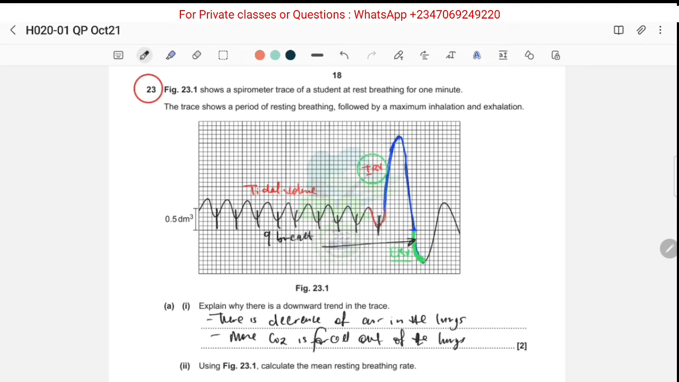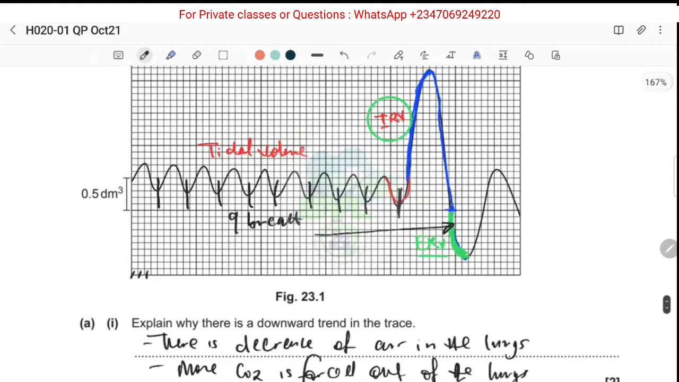Then how many seconds does it take for that to happen? So we have 1, 2, 3, 4, 5, 6, 7, 8, 9, 10. So this is 10, this is 20, 30, and 40, then 41, 42, taking it to this one here.